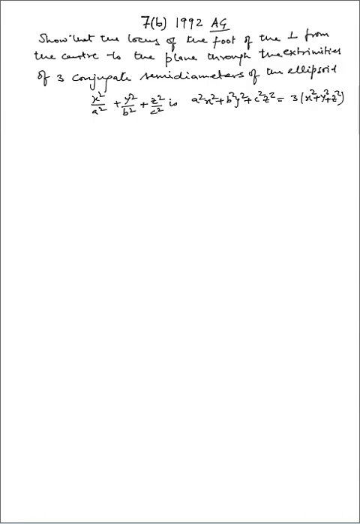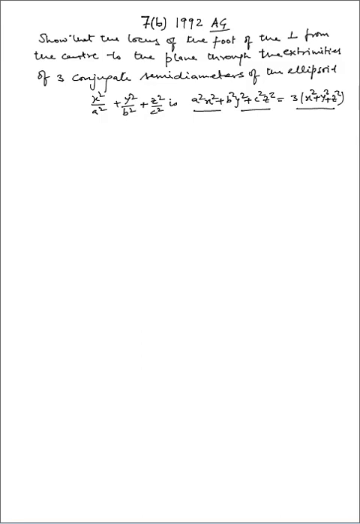Prove that the locus of the foot of perpendicular from the center of the ellipsoid x square upon a square plus y square upon b square plus z square upon c square is equal to 1 on the plane PQR is this expression which we have written here. So before going to the question, I would like to say a few points that we need to know: the relationship between the coordinates of the points PQR where OP, OQ, OR are the conjugate semi-diameters of the ellipsoid.